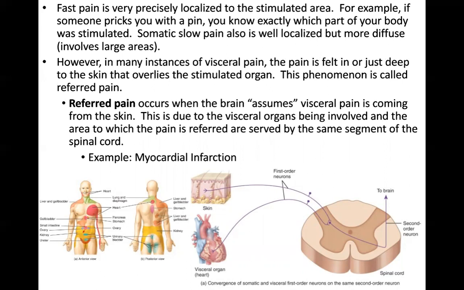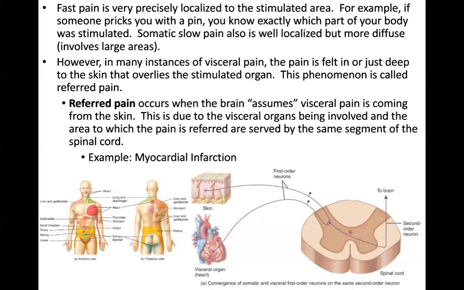All right, I talked about the first bullet there. Fast pain is very precisely localized to the stimulated area. For example, if someone pricks you with a pin, you know exactly which part of your body was stimulated. Somatic slow pain also is well localized, but more diffuse, meaning it involves larger areas. You might feel like the whole muscle hurts instead of just one specific part.